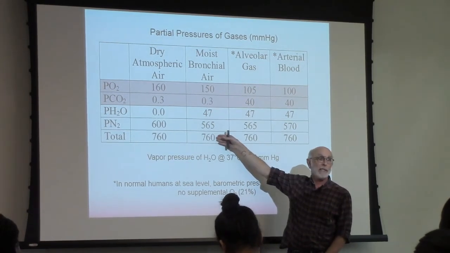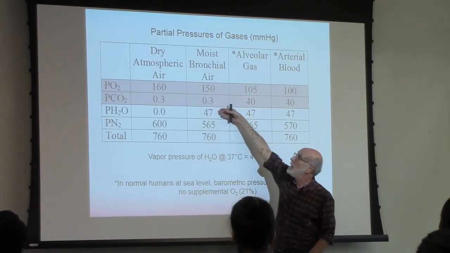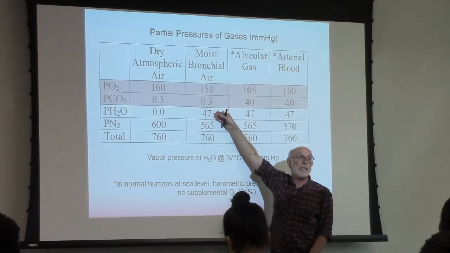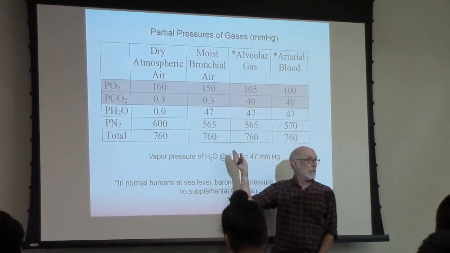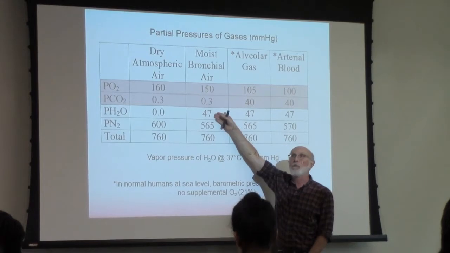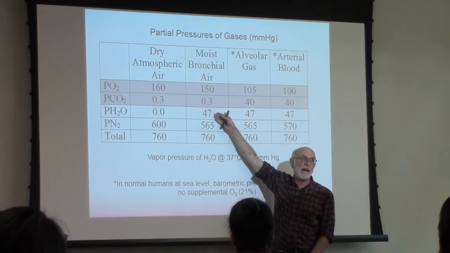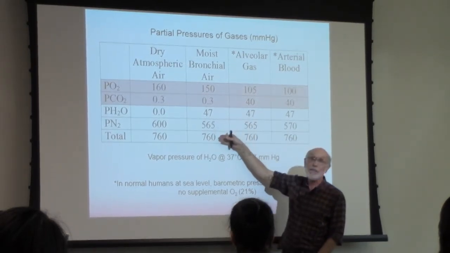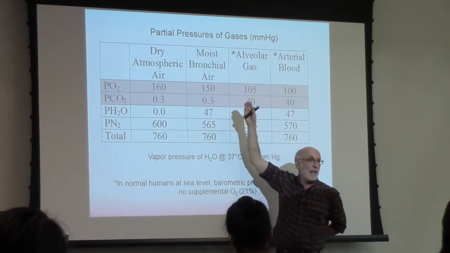So the total pressure, we're still at sea level. So it's 760 millimeters of mercury. But because there's water in the air now, and 47 millimeters of mercury is the partial pressure of water at sea level. So 47 millimeters of mercury is the partial pressure of water vapor in fully hydrated, fully humidified air. So now it has to add up to 760, so that 47 millimeters of mercury of water is now going to displace the other gases.